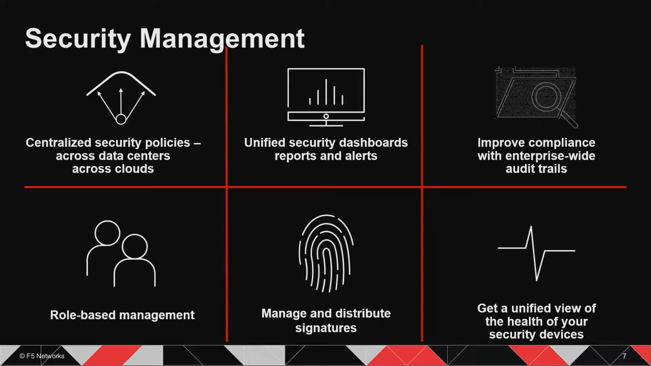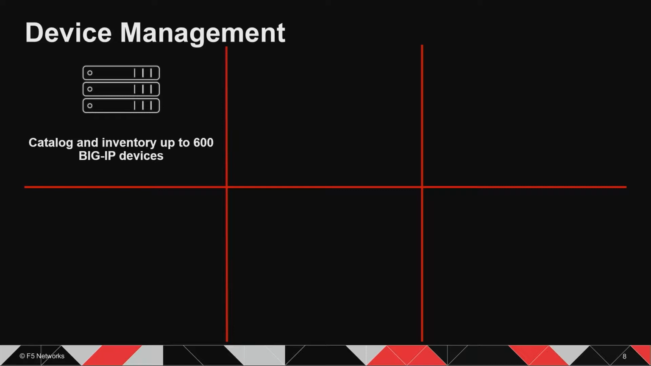The ability to manage and distribute signatures. So as F5 releases new signatures for ASM, BIG-IQ can download those updated signatures and push them out to all of the ASM devices that need them. And then again, get a unified view of the health of your devices.